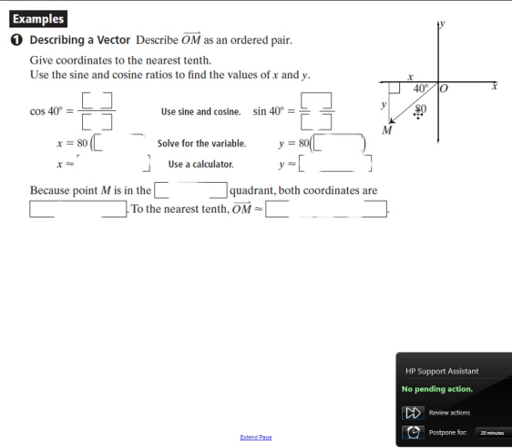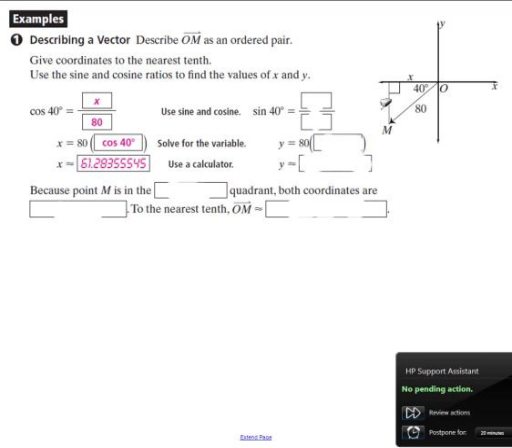Well, if we have 80, which is the hypotenuse, and we're trying to find x, which is the adjacent side to that angle 40, then adjacent and hypotenuse, we're going to use cosine. So cosine of 40 is going to be the adjacent side, x, over the hypotenuse, 80. Multiply both sides by 80 and solve for x. Punch that into your calculator, you get about 61.3.